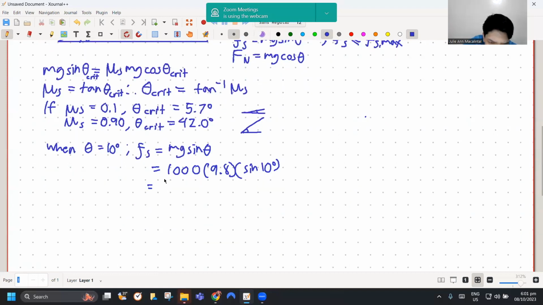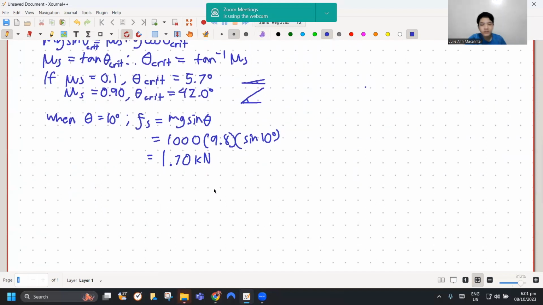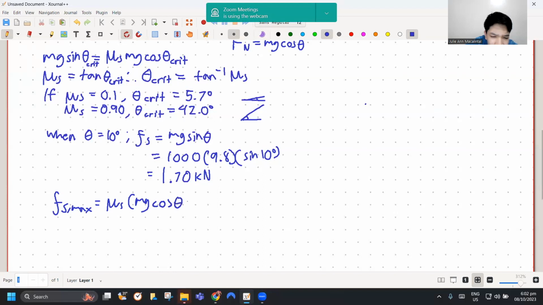So, mga 1.7 times 10 to the 3, or kilonewtons. Ngayon, ano yung value for that coefficient of static friction? Ano yung mu s max? What's mu s max there for theta? Theta equals 10 degrees, di ba? So, pag calculate ng F max, mu s times normal force.